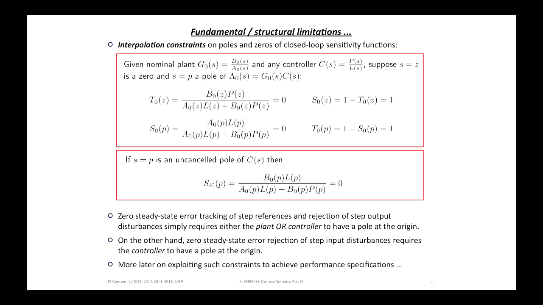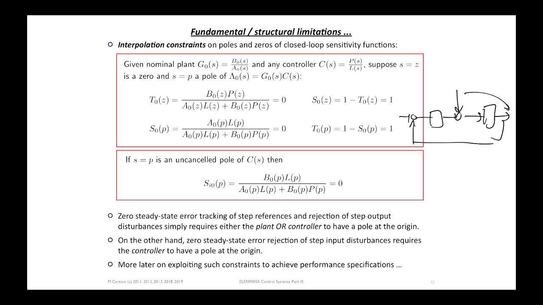All right. Similarly, if P is a pole of the controller, so it's something that makes L equal to 0, then it makes the sensitivity function that relates the input disturbance, that transfer function there, zero at the pole. So these are so-called interpolation constraints, and they arise just by virtue of the structure of the feedback interconnection, which leads to these formulas for the sensitivity functions.